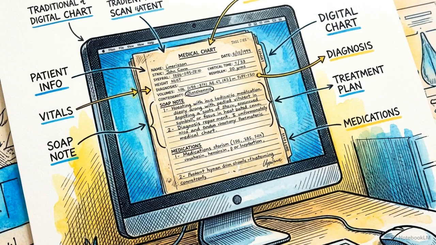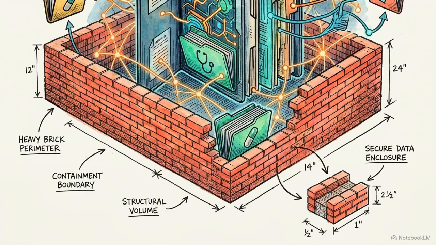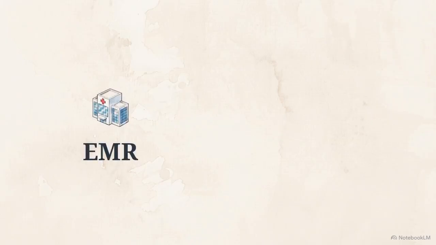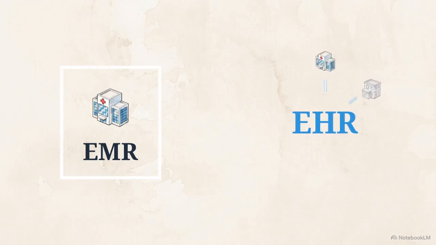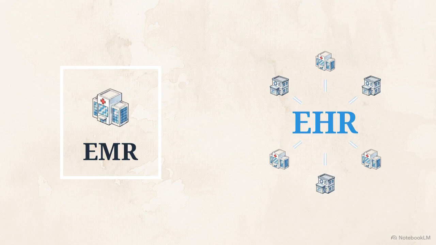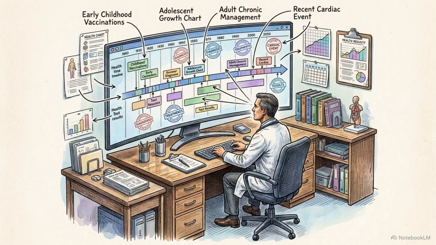This is a digital reflection of a traditional paper chart, with data stored and managed entirely within the walls of a single healthcare entity. The industry relies on the electronic health record, or EHR, to bridge these gaps. The EHR is a broad system built to conform to national interoperability standards, allowing authorized clinicians to consult data across multiple separate healthcare organizations. The ultimate goal of this interconnected network is the construction of a longitudinal health record.